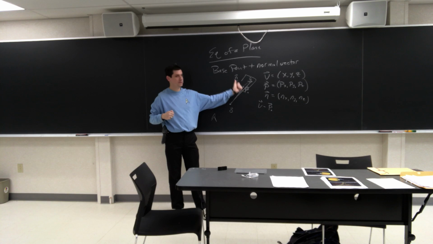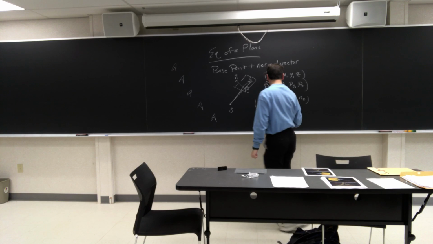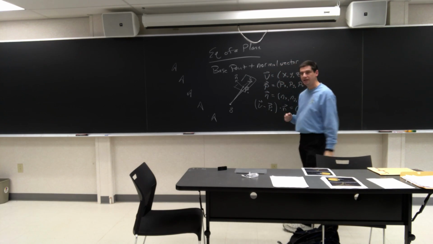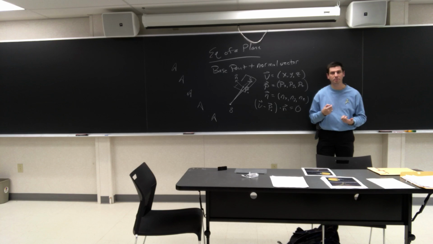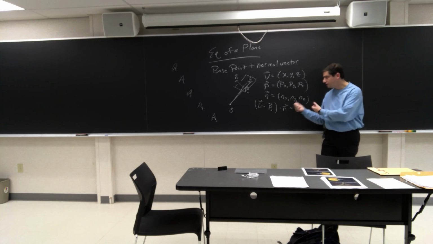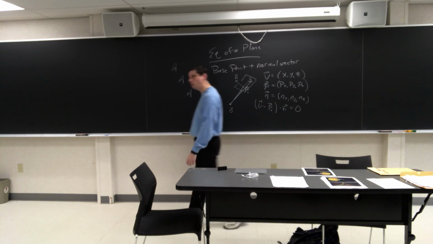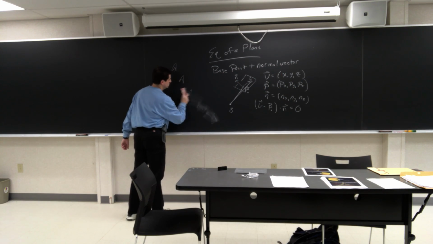So the normal is coming out perpendicular to the plane. Yes? Its dot product. Dotted with the normal should be 0. Is it the 0 vector or the 0 number? The 0 number. Dot product is going to be a number. So this is one way to get the equation of a plane.